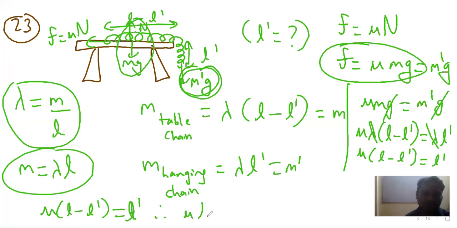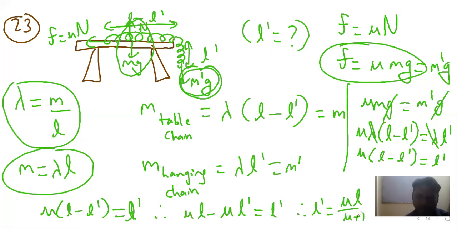So therefore mu L minus mu L dash is equal to L dash. If I take this term on the other side, L dash will come out to be mu L upon mu plus 1. So our answer to this question is the hanging part is mu L upon mu plus 1. This is how we solve question number 23. I hope you understood all these questions up to 23.